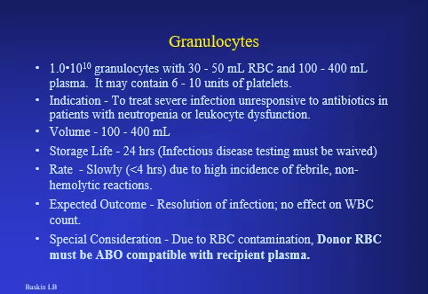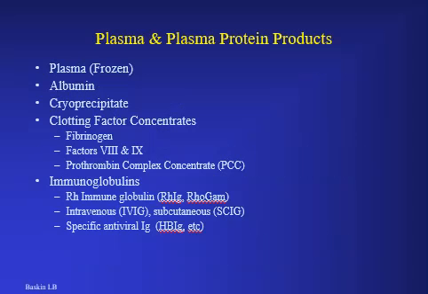Note again that because of red cell contamination, the donor red cells must be ABO compatible with recipient plasma. Now, they're transfused slowly, as you can imagine, because there's a high incidence of febrile non-hemolytic reactions. As I mentioned, these occur due to antigens on white cells, so it's hard to avoid it when you're giving white cells.